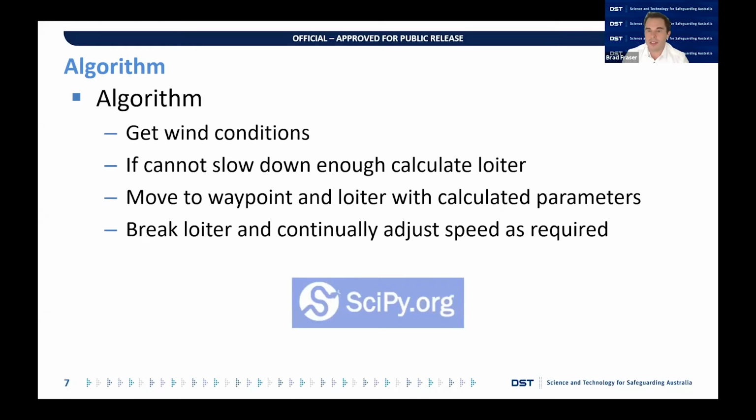The algorithm itself is again quite simple. Based on the current wind conditions, gathered from the autopilot, we work out if the aircraft can slow down enough, again noting that the aircraft must maintain the minimum airspeed to stay in the air. If it can, problem solved, we just use that. But the more interesting case is when we have to inject this loiter waypoint. In our implementation, we use the SciPy library to do the optimization. And once broken from the loiter, the aircraft continually adjusts its speed as required to make up for any discrepancies in the modelled distance that we've accumulated so far.